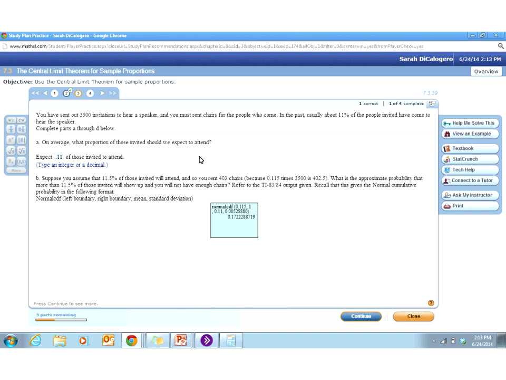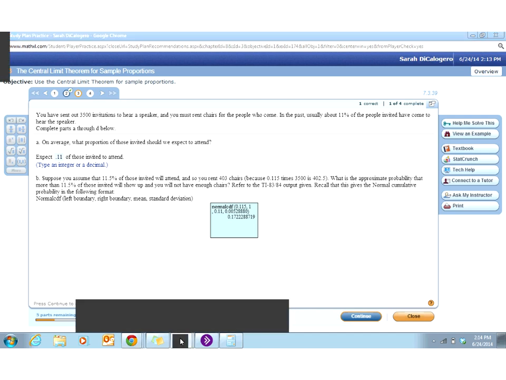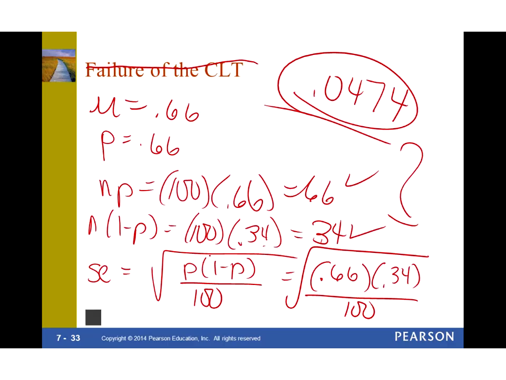All right. Suppose you assume that 11.5% of those invited will attend. So you rent 403 chairs, okay? Because 0.115 times 3,500 is 402.5. So you have to rent 403 chairs. You can't rent half a chair. What is the approximate probability that more than 11.5% of those invited will show up and you will not have enough chairs? Well, we're not going to worry about this outcome because we're going to be using StatCrunch to do our work. So come back here.